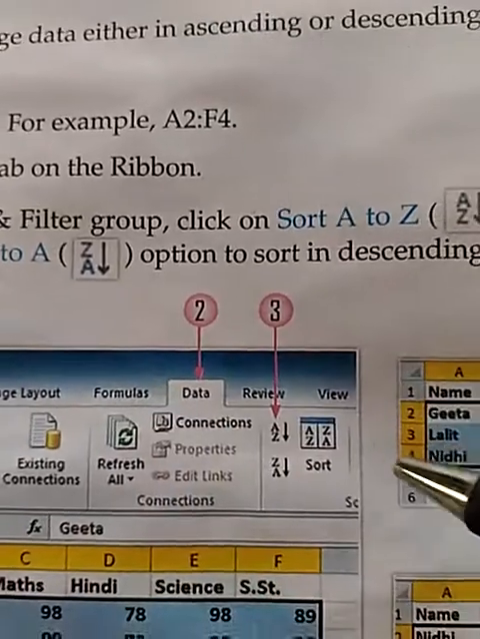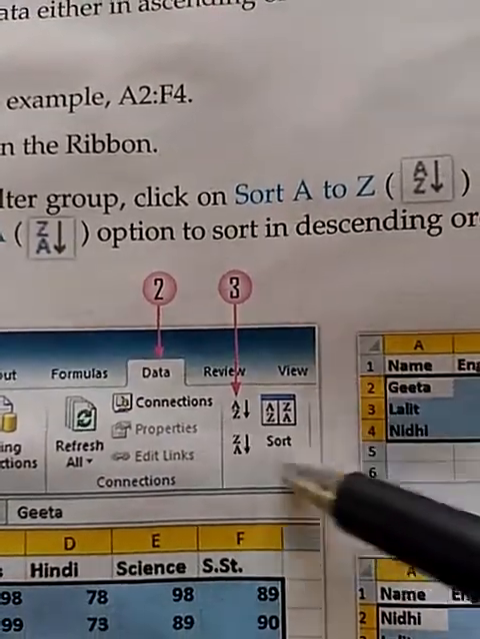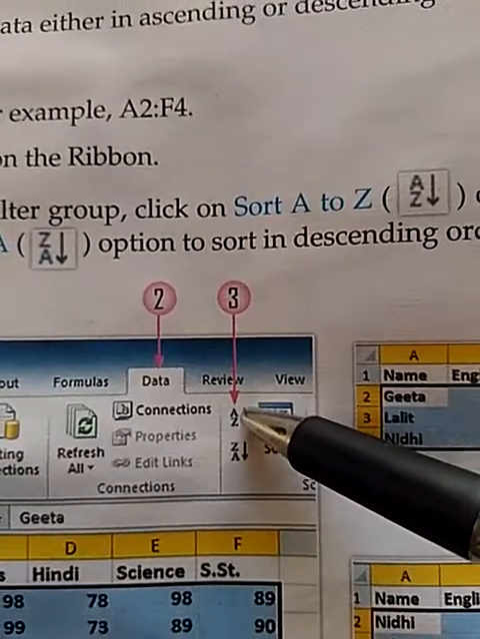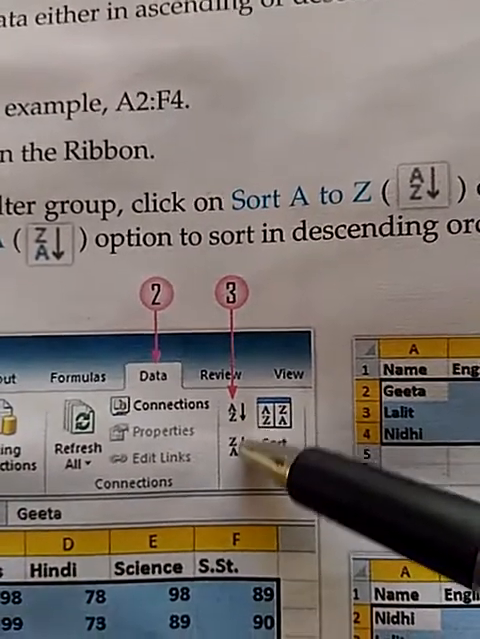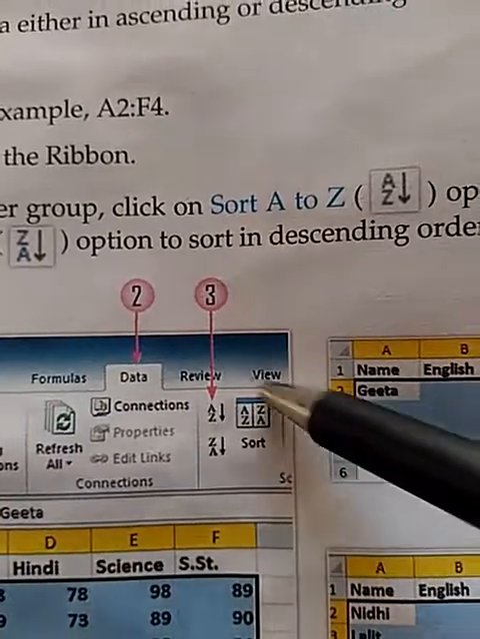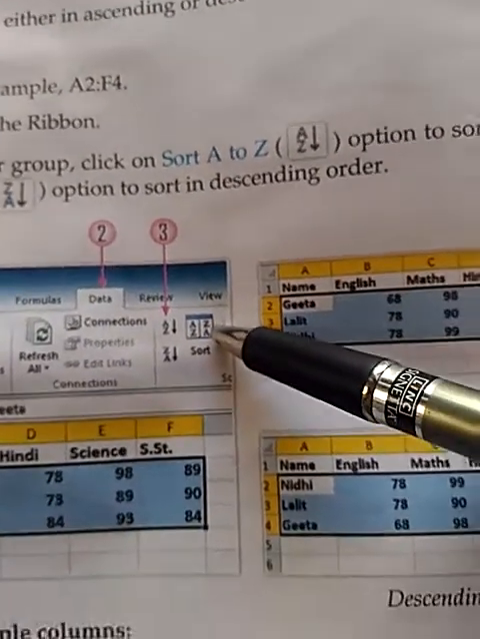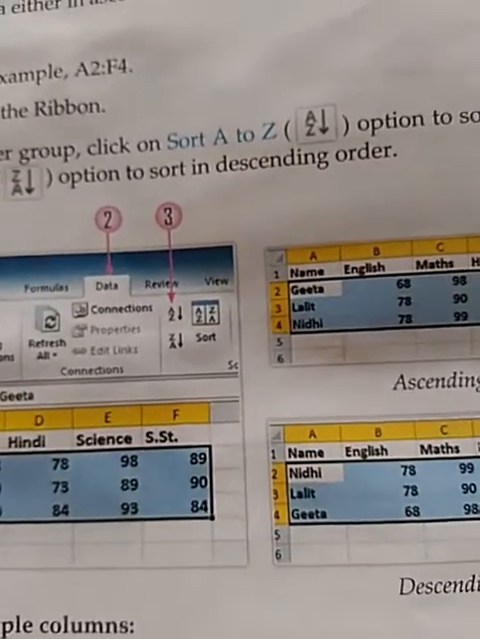In the data tab, you will find this option, sort. Here it is showing A to Z, which is ascending, and Z to A, which is for descending. Just click on this sort button. As soon as you click on this sort button, a dialog box will appear.